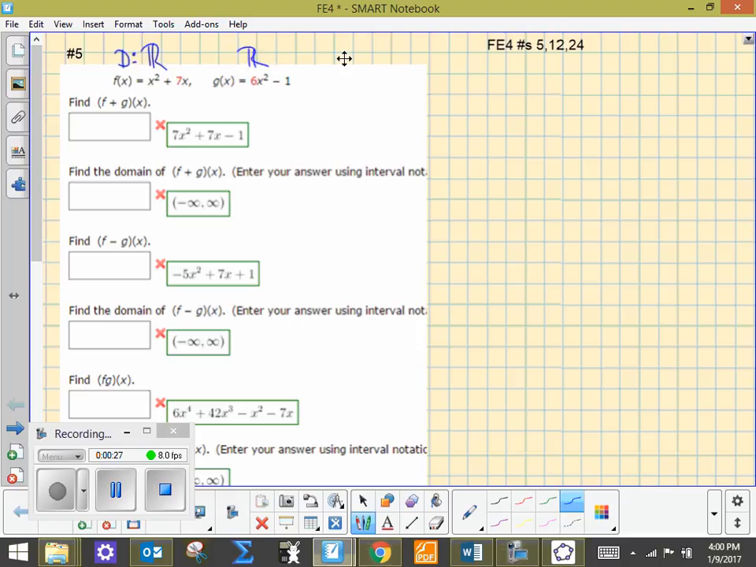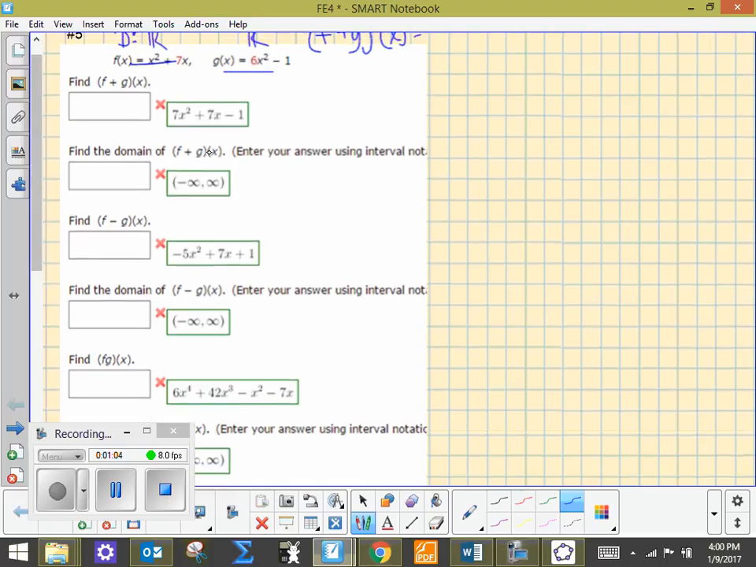And now, for any combination of these functions, the domain is going to be the intersection of these domains. So we're going to look at the intersection of the real numbers and the real numbers, which is just the real numbers. So that's the idea behind these. Again, adding these: 6x squared, 7x squared, 7x, and minus 1. And now the domain is the intersection of this domain and that domain, which is the intersection of all real numbers, and all real numbers is all real numbers.